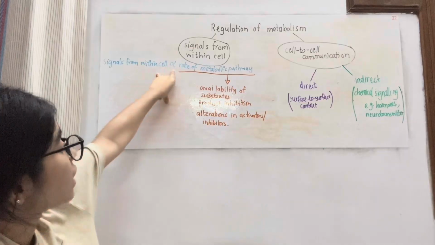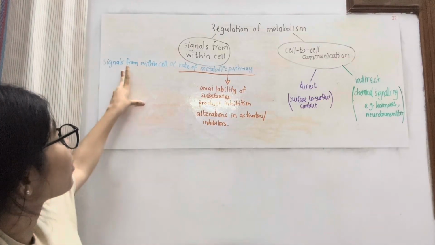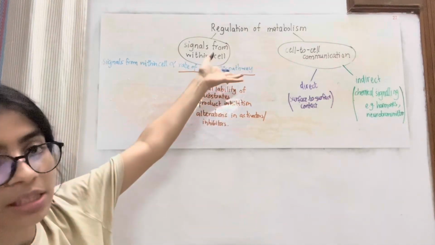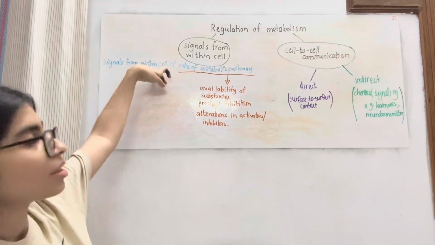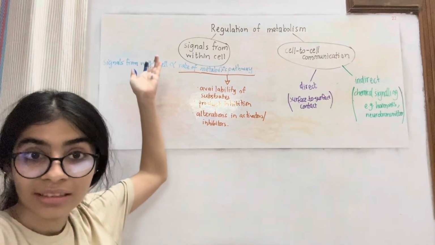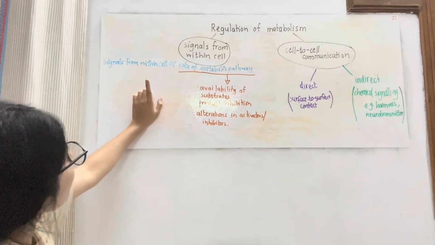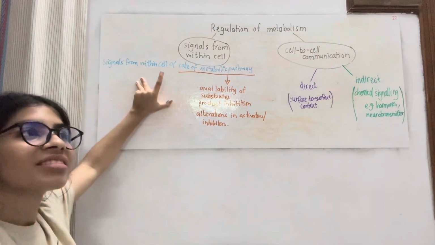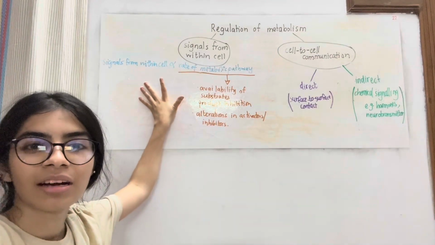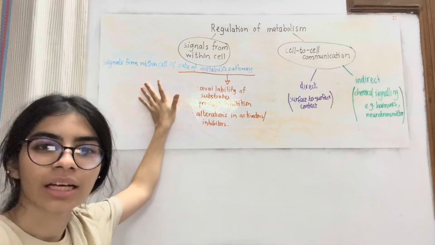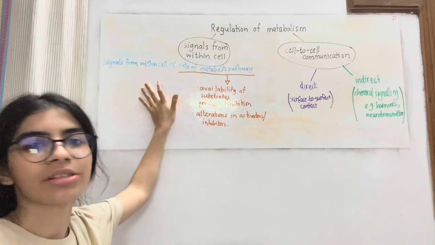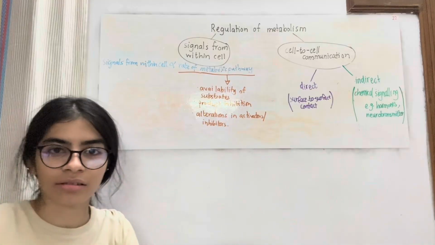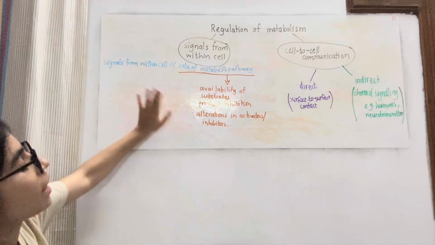Signals from within the cell increase if the rate of the metabolic pathway increases. It doesn't make sense at first, but it does. It increases, this also increases. If you have a high metabolic rate, like if your body's really working well, you're going to do it by yourself. You don't need to communicate through someone else, right? It's like that.